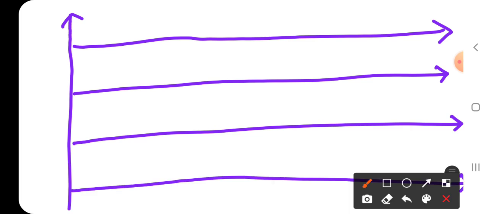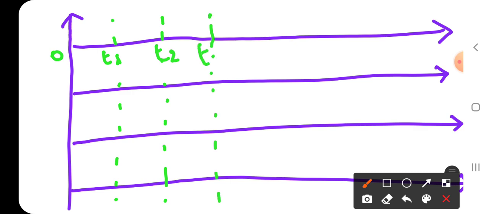Yeah, first let me assume this is 0 to T1. Next this is T1 to T2. Next T2 to T3, and last one is T. This is one time period. Again this is one cycle. The same thing is repeated again for the next cycle.